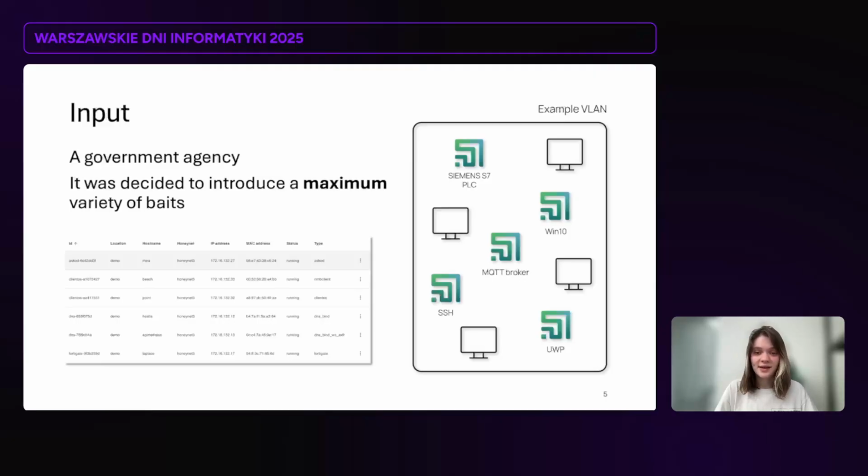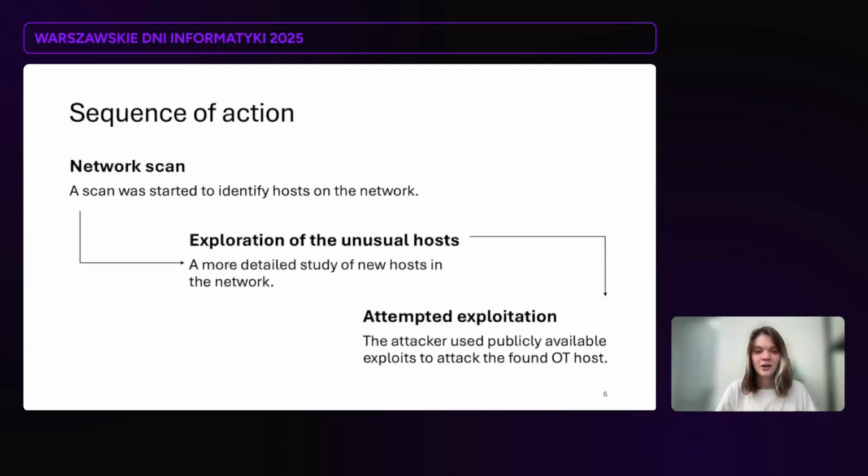And one day, this client received a series of alerts indicating some bad activity within the network. After some investigation, we were able to define the sequence of actions. In short, the steps can be summarized in three main actions. First, it was a network scan. So, scan the entire subnet.